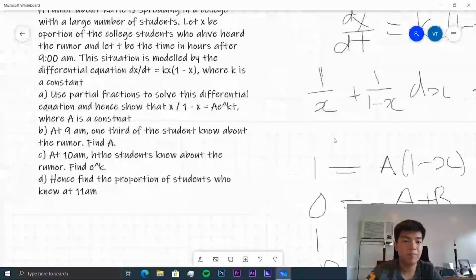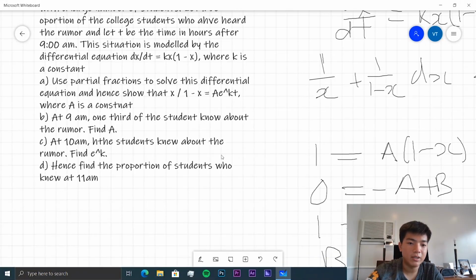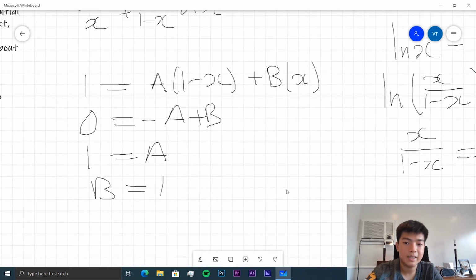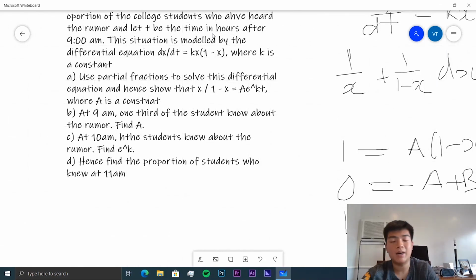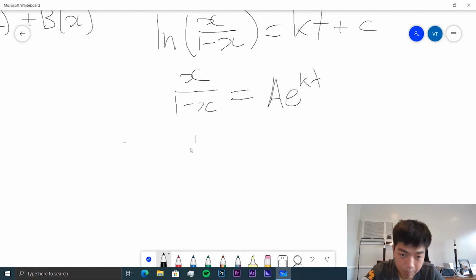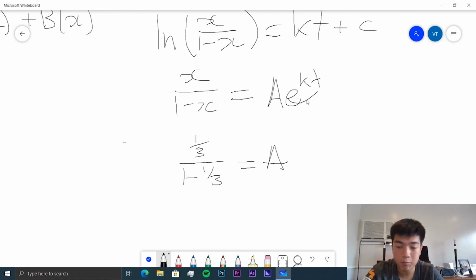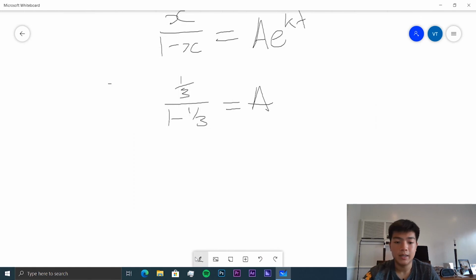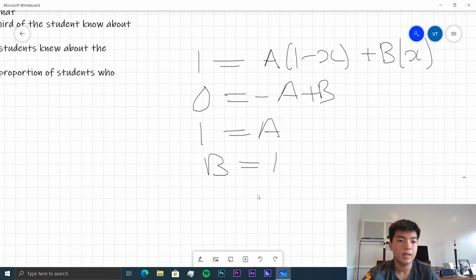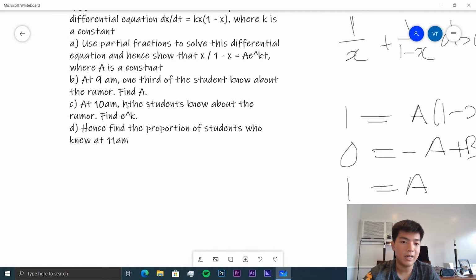So first, at 9 a.m., 1/3 of the students know about it. Find a. So t is time in hours after 9 a.m. So we know that 1/3 over (1 minus 1/3) is equal to a, since e to the 0 will be 1. So we have 1/3 over 2/3, or 1/2, is equal to a. So a equals 1/2. Okay, so that's cool.